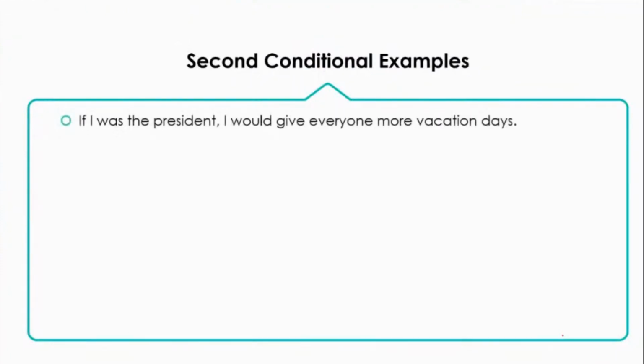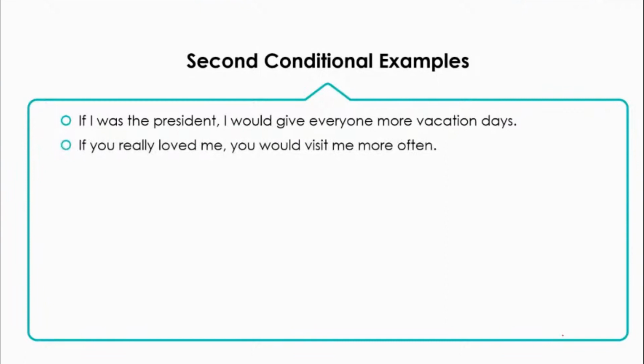Let's look at some more examples of the second conditional. If I was the president, I would give everyone more vacation days. Right? This is not real. Unfortunately, I am not the president, or maybe fortunately, I am not the president. But if I was, I would give everyone more vacation days. Again, hypothetical. If this thing happened, if I was the president, then this thing would happen. I would give everyone more vacation days.